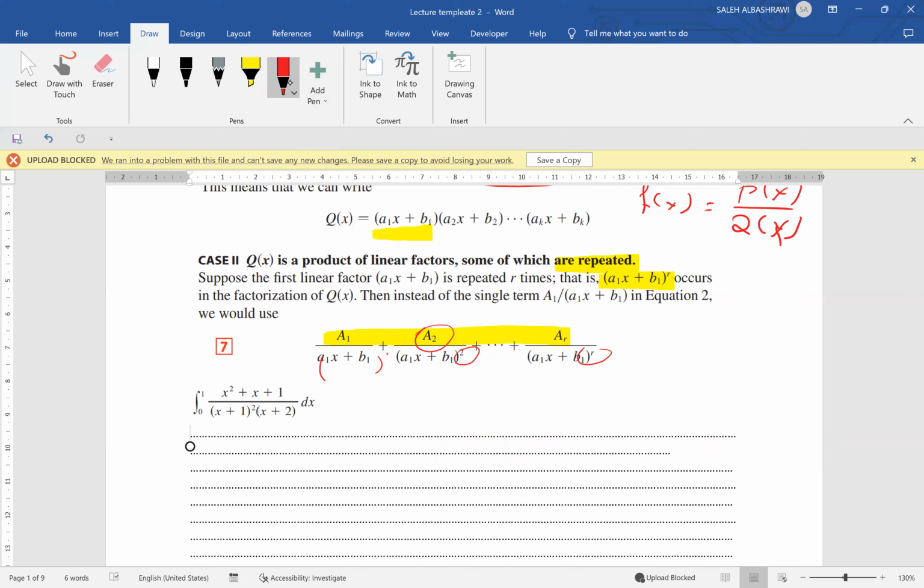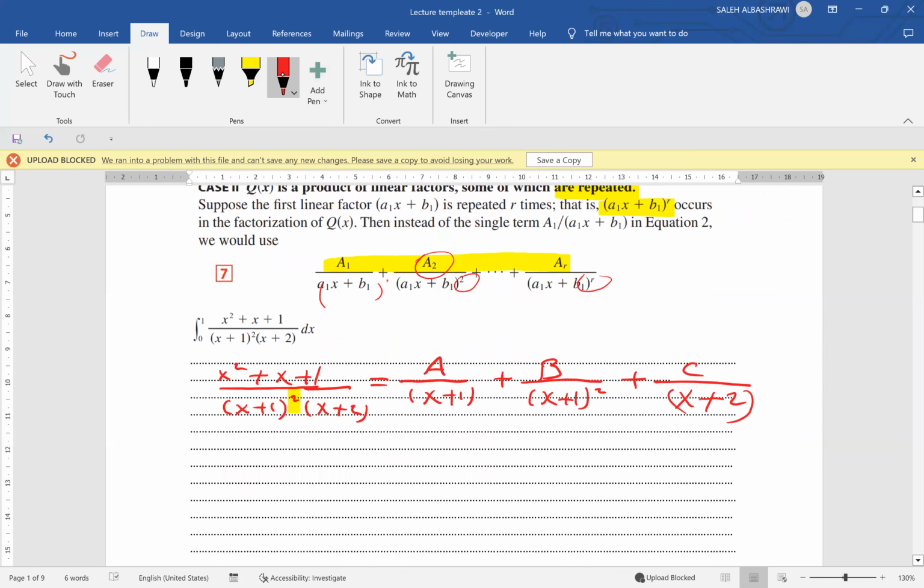So x squared plus x plus 1 divided by x plus 1 squared multiplied by x plus 2 is equal to, I will use different letters A, B, and C for the 3 factors: A divided by x plus 1, plus, for the second one, which is power 2, B divided by x plus 1 to power 2, plus, for the third one, C divided by x plus 2. Now I need to find the values for these constants A, B, and C.